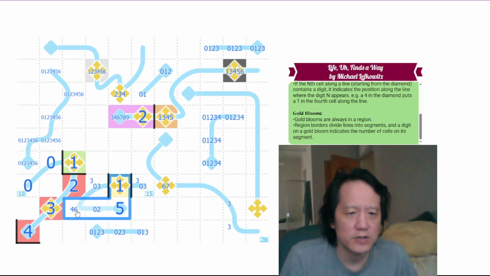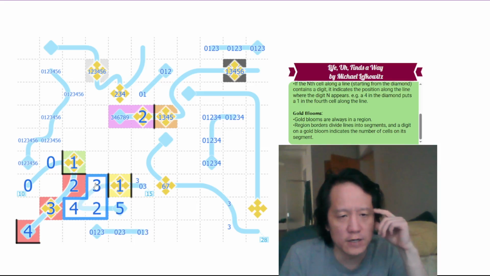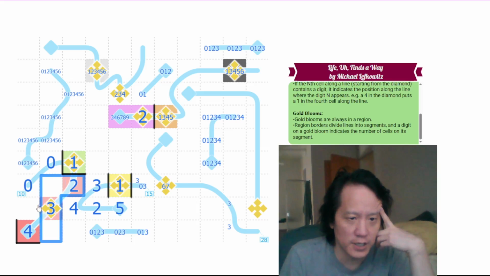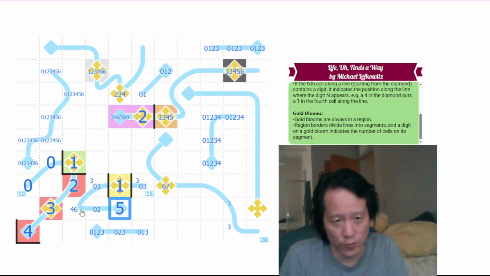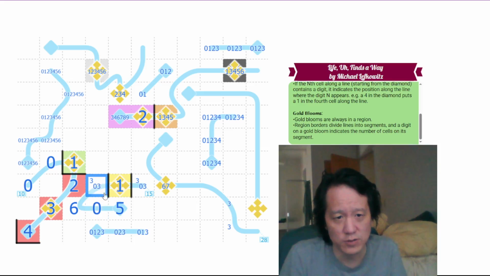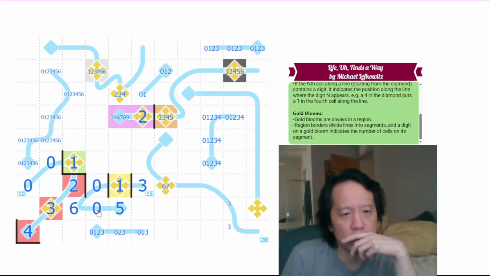Oh, wait, no. So if this was 4, this would be 3, this would be 2. None of these could be the red region. So the red region, again, would have to go out this way. And would guarantee to have a 2 or 3. So this cannot be 4. Therefore, this must be 6. This has to be 0. This is 0, and this is 3. So this is a border. This is a border. So this has to be part of the red region here, then.